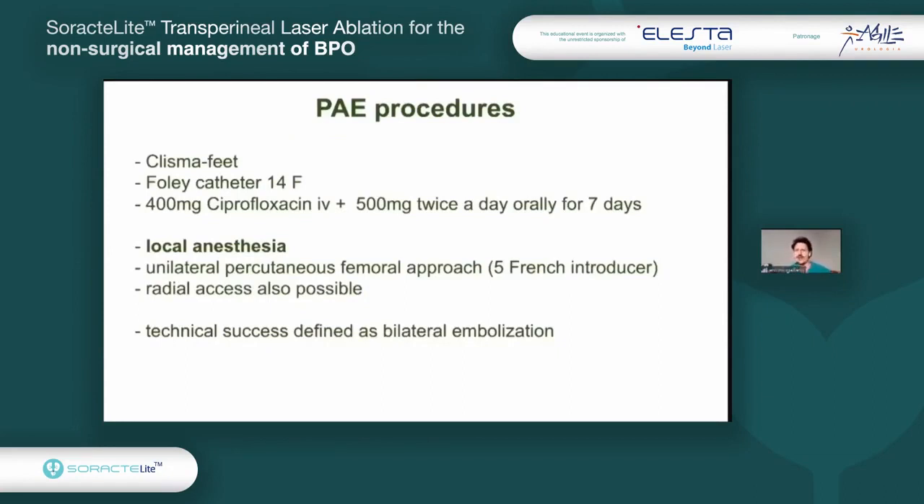In the years, the procedure changed somewhat and improved and was refined and was standardized, most of all. All patients undergo a Clisma fleet the day before. They put a Foley catheter, 14 French, during the procedure, and if they don't have a catheter before, they remove the catheter. They have an antibiotic prophylaxis. The procedure is done under local anesthesia with a unilateral percutaneous femoral approach. In the last year, the radiologist started to do a radial access that is really useful to do the procedure as a daytime procedure. And they define the procedure as a technical, not clinical, success when they can embolize both sides of the prostatic arteries.